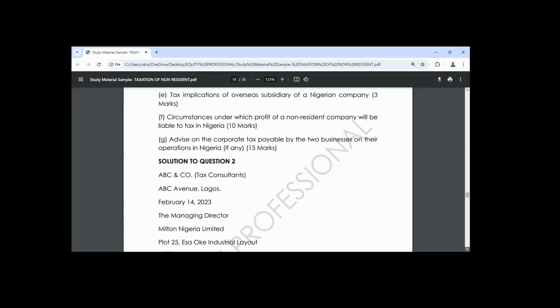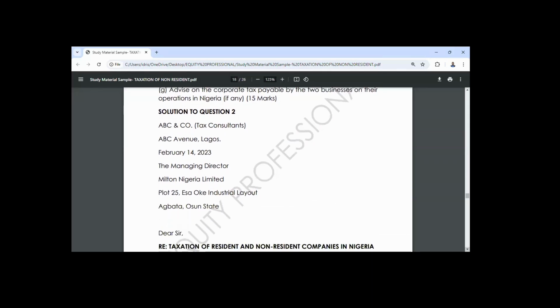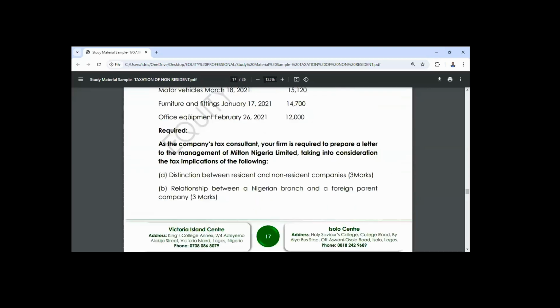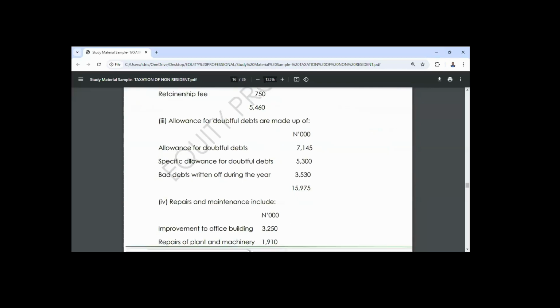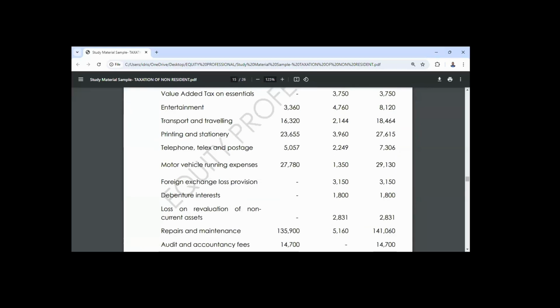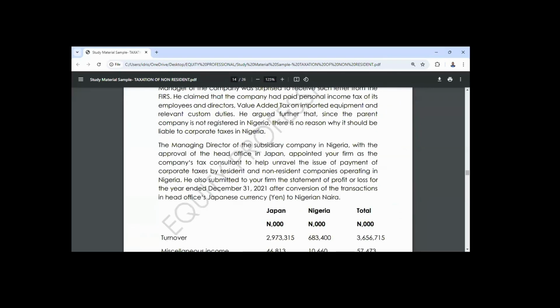You now address the letter to who? The managing director, Milton Nigeria Limited. We are given the address in the report: Plot 25 SLK, Agbata, Osun State. Dear sir. What does the company ask you to unravel in the question? Which is the theme of this question.